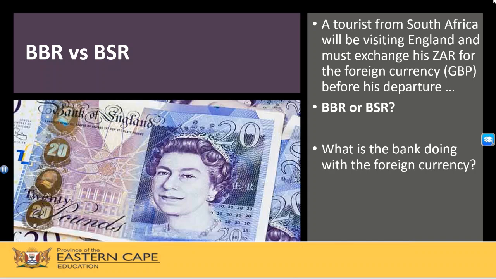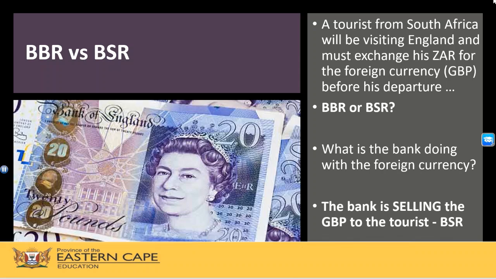So we have the tourist. He is planning to go from South Africa to England. He must take his South African rand. He must go to the bank, and he is going to exchange the South African rand for the Great British Pound. What is the bank going to do with the Great British Pound?